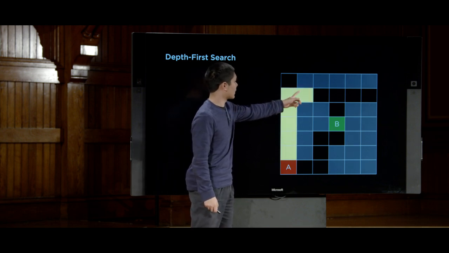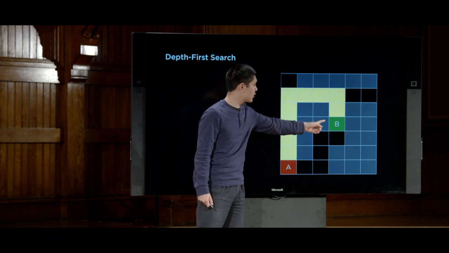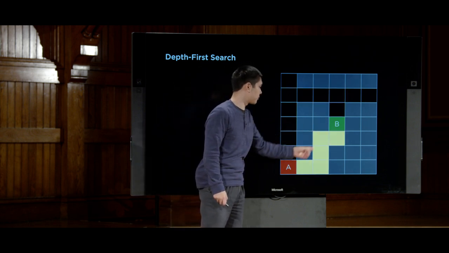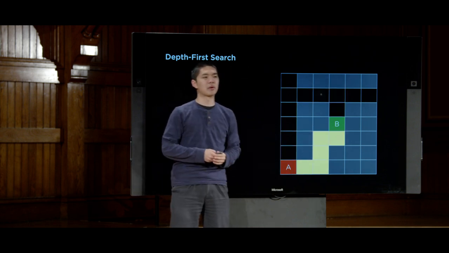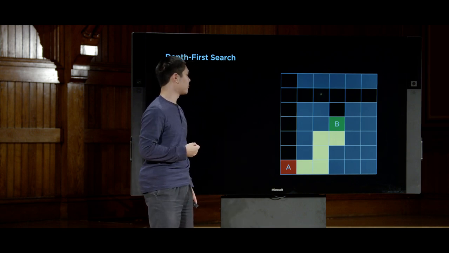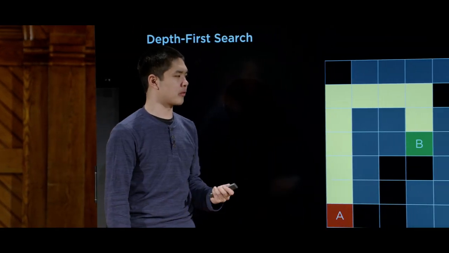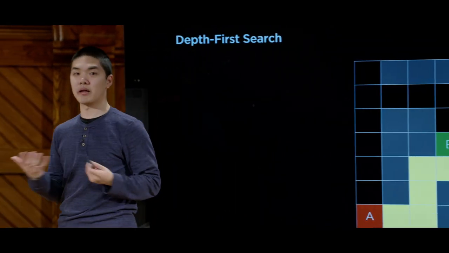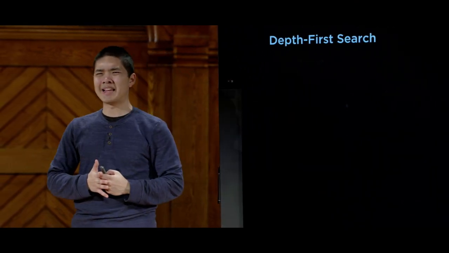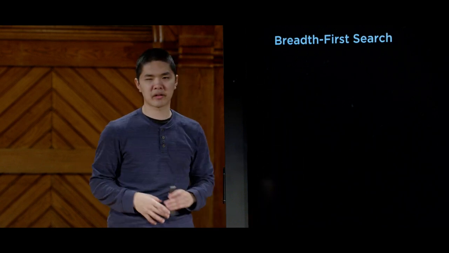It'll explore, explore, explore, and it'll eventually find the goal, this particular path, when in actuality there was a better path. There was a more optimal solution that used fewer steps, assuming we're measuring the cost of a solution based on the number of steps that we need to take. So depth-first search, if we're unlucky, might end up not finding the best solution when a better solution is available. So if that's DFS, depth-first search, how does BFS, or breadth-first search, compare? How would it work in this particular situation?